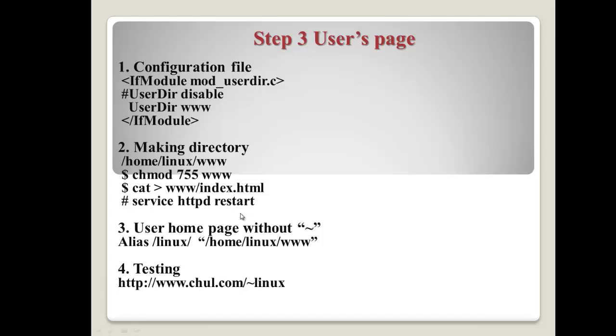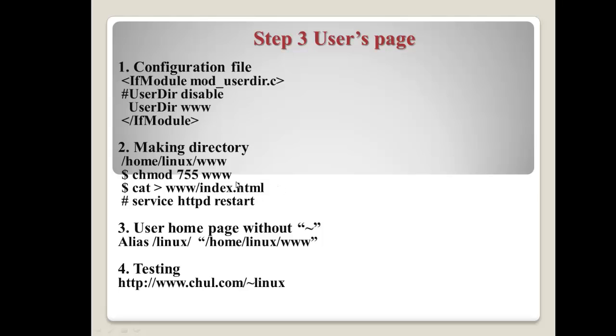Okay, step 3, users page. So now I check the main domain www.chl.com. But here I will show you how to set up a user's website. So here, first, in the configuration file, you need to change like this. UserDir disabled here. Please add the comment like this. And after that change, you need to make a directory. In my case, I will use the username linux. And you need to make a directory and set the permission.